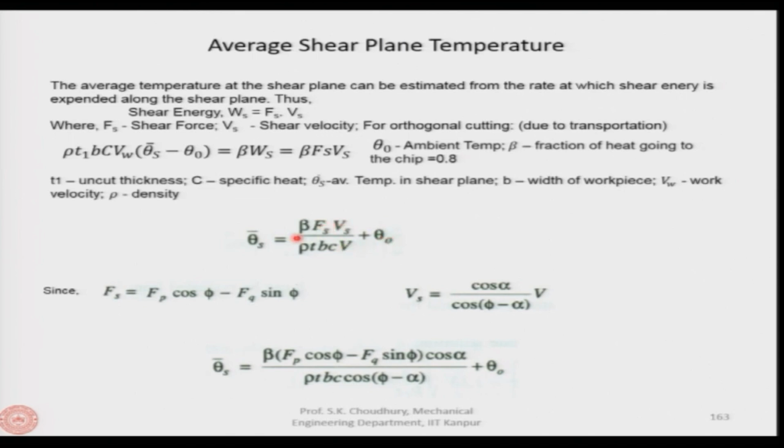Now, Fs we know from Merchant that Fs is equal to Fp cos phi minus Fq sin phi. If you remember, in the Merchant circle diagram we said that Fs is expressed through Fc and Ft, so Fp is equivalent to Fc and Fq is equivalent to Ft. Vs also we found out from the sine rule. Then we put these values of Vs and Fs, and we find the final equation for the average shear plane temperature.